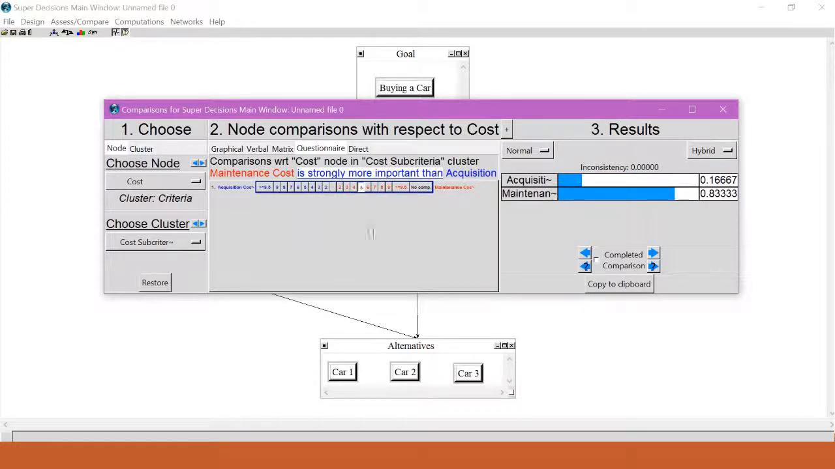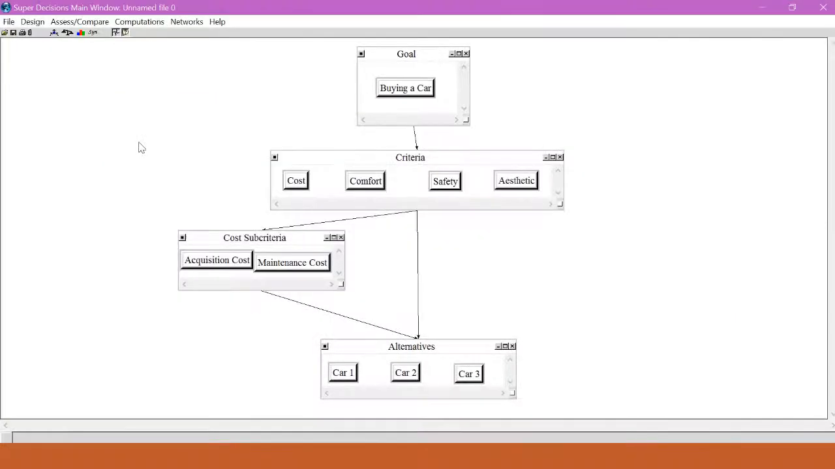So I click 5. If you look over here to the right, you'll notice that the inconsistency is 0. That's because there's only two choices. If there was more than two, we'd have to keep an eye on that inconsistency level and make sure it was under 0.1. Now I have to compare each of the alternatives with respect to acquisition cost and maintenance cost.